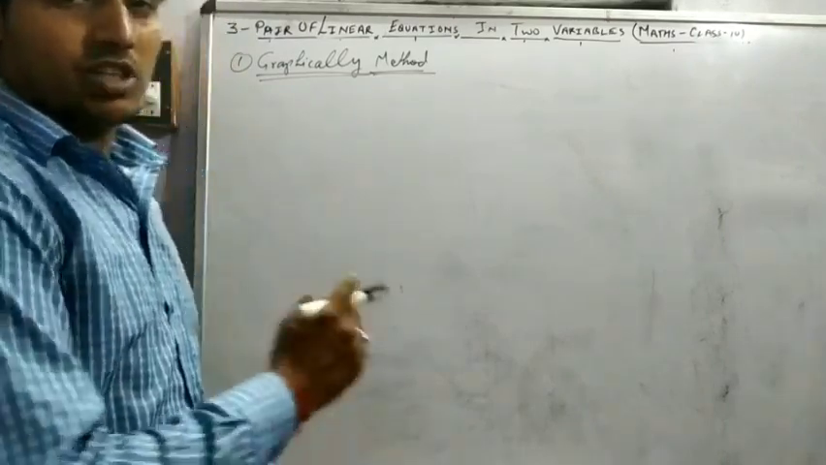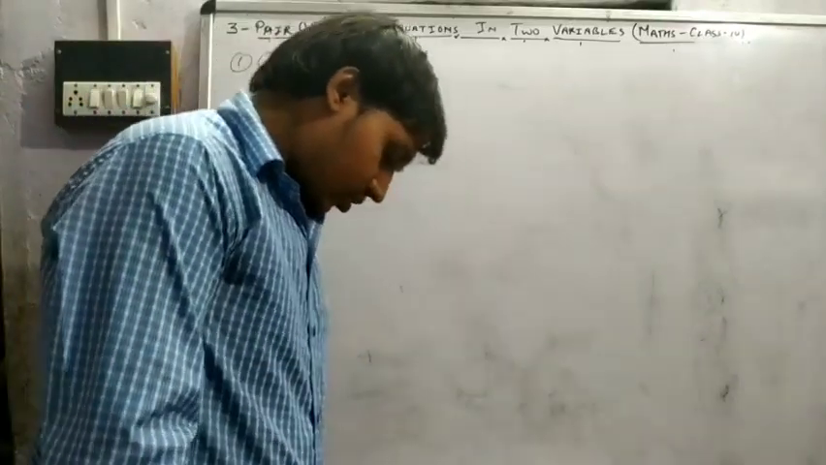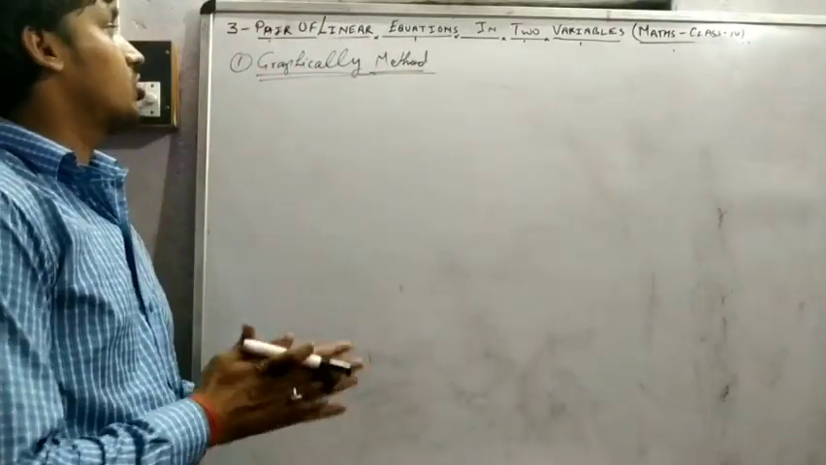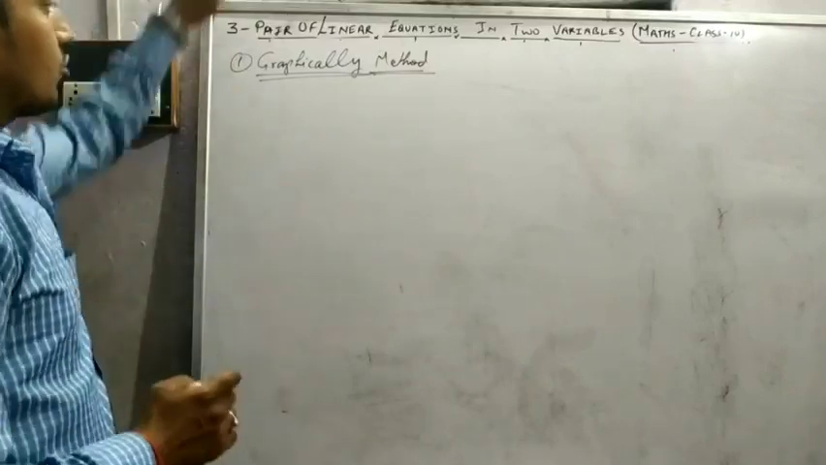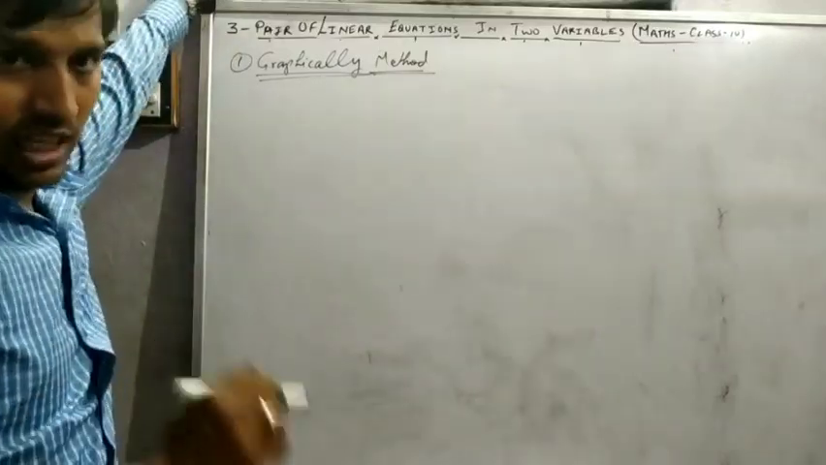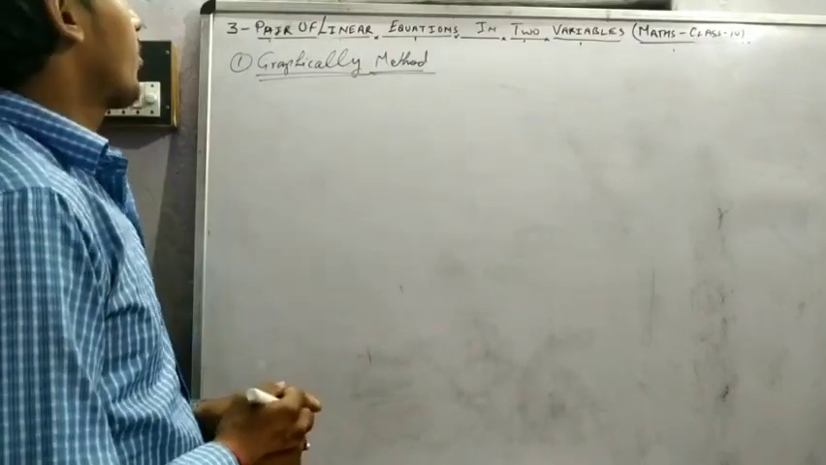So we take the first method, it's the graphical method. Graphical method to find the solution of the pair of linear equations in two variables. You have also studied the graphical method in class 9th, draw the graph. So the same process is used here.